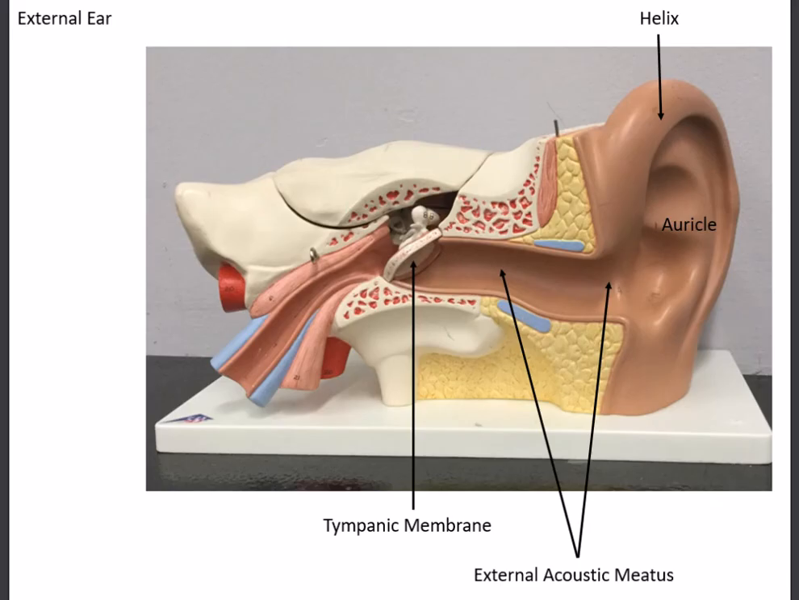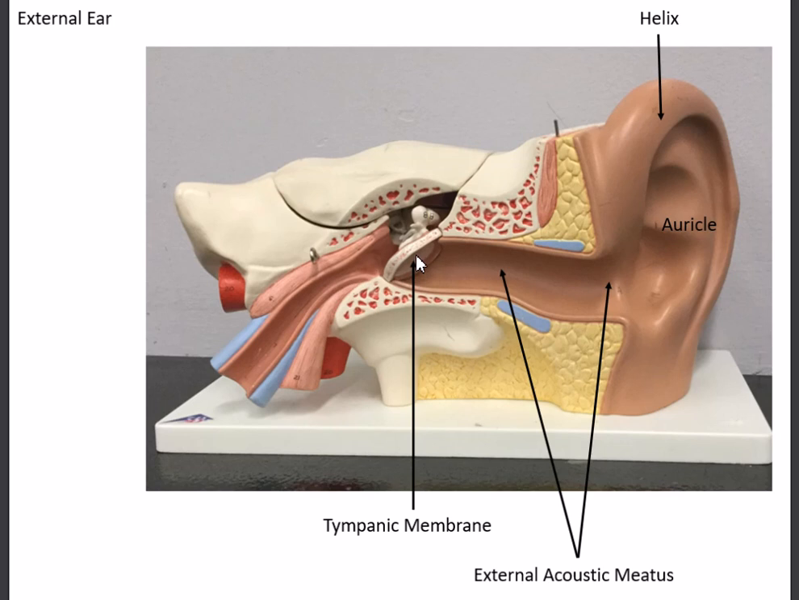Here it is on our model. Here again, we can see the auricle. Nice and easy, the helix up on top. Now this doesn't have a good lobule or earlobe, but it would be down over here. Right? We kind of identify the whole auricle. Then we can see the external acoustic meatus, right? And that leads up to this right here. This would be our tympanic membrane.